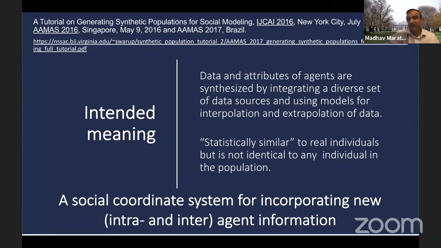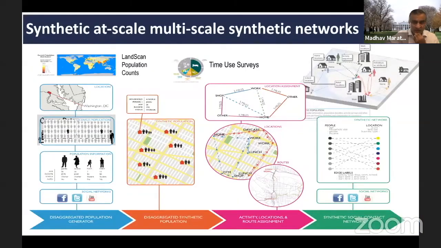But none of the agents have any sense of direct one-to-one correspondence with individuals living in the city. And the papers will make very clear what statistical similarity means. I won't go through it here. But effectively, such a system provides a social coordinate system for understanding how cities are built out.